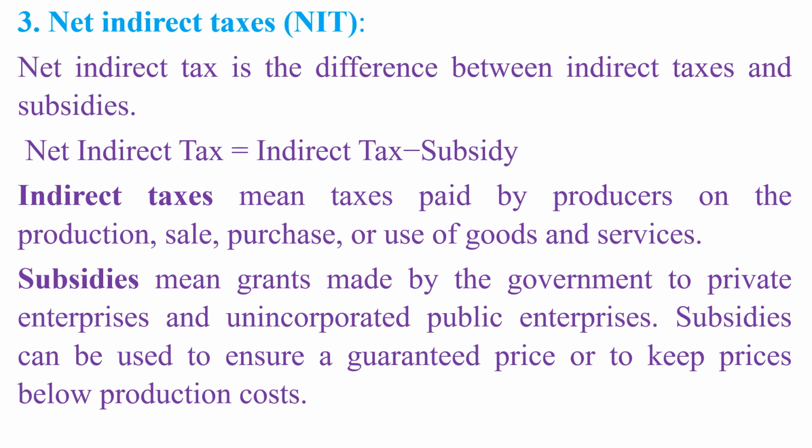3. Net indirect taxes, NIT. Net indirect tax is the difference between indirect taxes and subsidies. Net indirect tax equals indirect tax minus subsidy. Indirect taxes mean taxes paid by producers on the production, sale, purchase, or use of goods and services. Subsidies mean grants made by the government to private enterprises and unincorporated public enterprises. Subsidies can be used to ensure a guaranteed price or to keep prices below production costs.